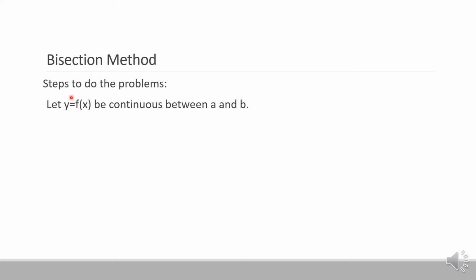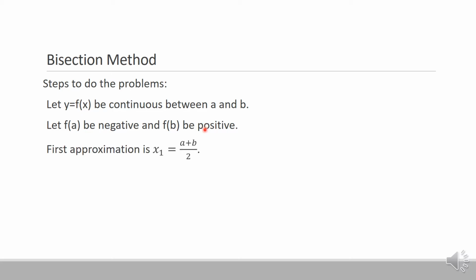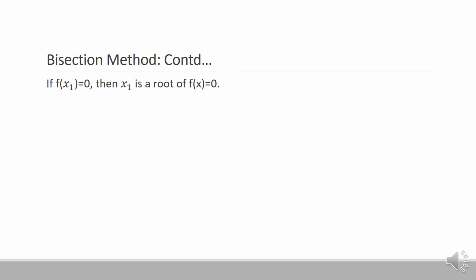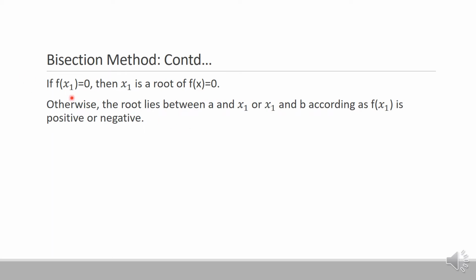Let f of x be a continuous function defined in the interval a comma b. Let us assume, without loss of generality, that f of a is a negative value and f of b is a positive value. Then the first approximation to the root will be x1 is equal to a plus b by 2. If f of x1 is 0, then x1 will be a root of f of x.